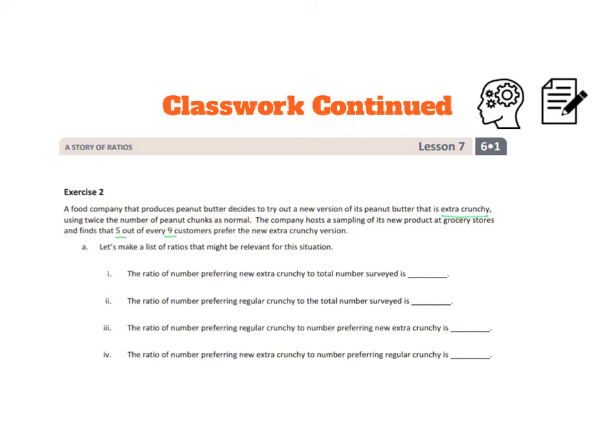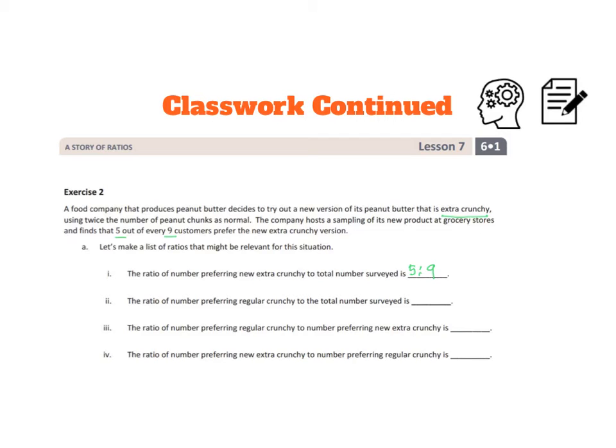So let's make a list of ratios that might be relevant for this situation. The ratio of the number preferring new extra crunchy to the total number surveyed. So it says 5 out of every 9. And I just did a ratio.